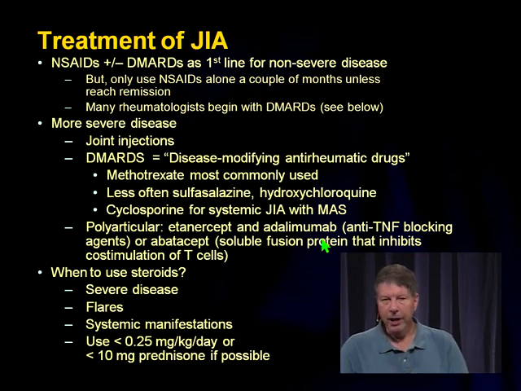Now, when to use steroids, the key is you don't want to use them very much at all, only in these situations with flares. So if they've got a big flare, you're going to use it, and then you're going to use as small a dose as possible. The key in pediatric disease with JIA is you want to use the least amount of steroids as possible. Okay, very different than what we used to do in the past.